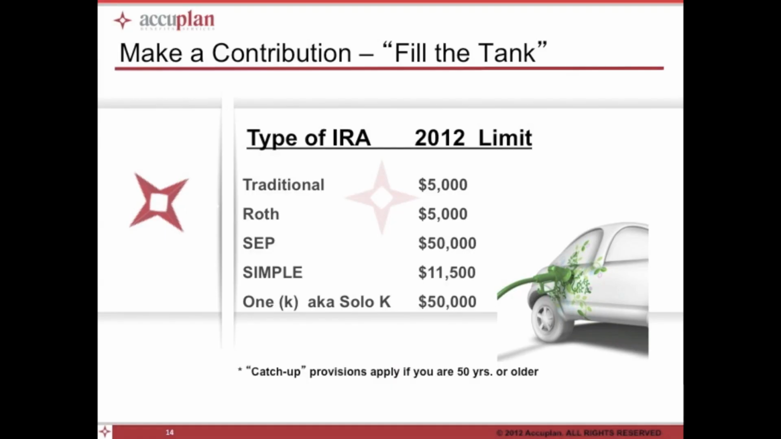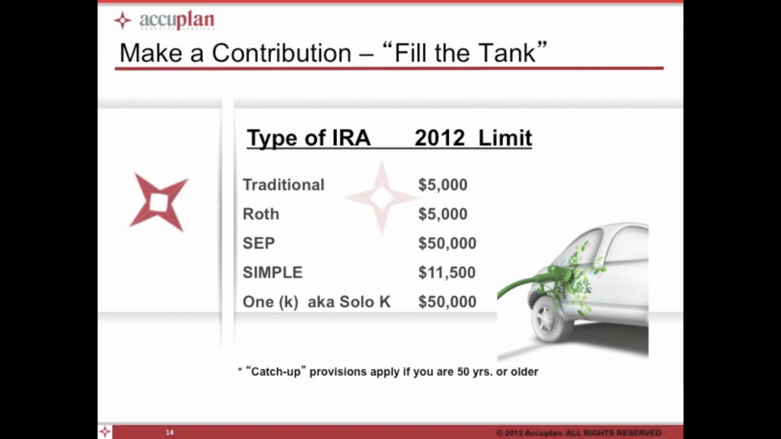So once again, we have the traditional IRA, with a contribution limit up to $5,000. The Roth IRA has the same contribution limit. Both of those contribution limits can also be increased if you're over the age of 50 and a half. You can make an additional $1,000 contribution, totaling that amount to $6,000 per year.